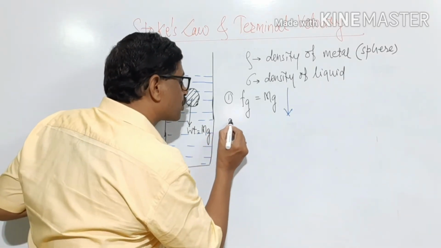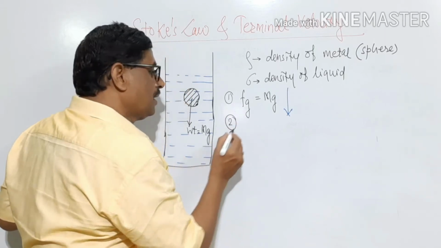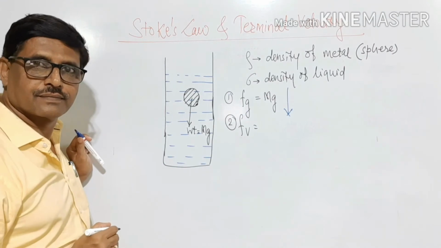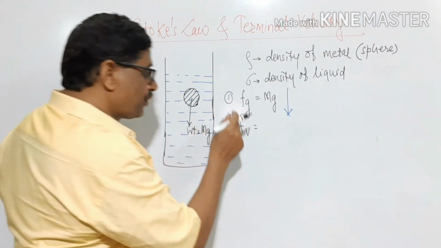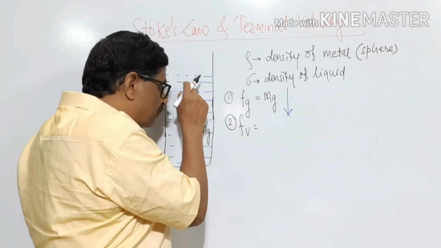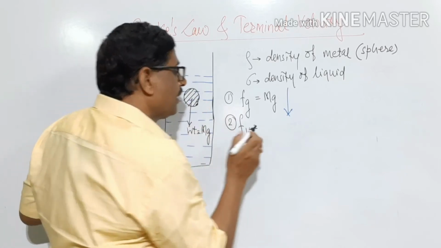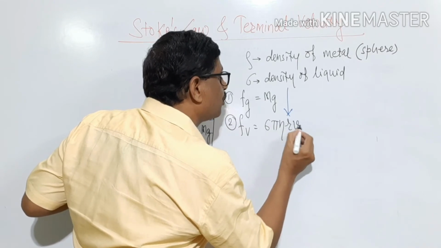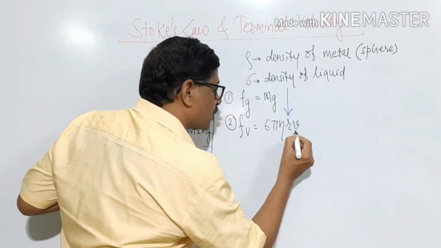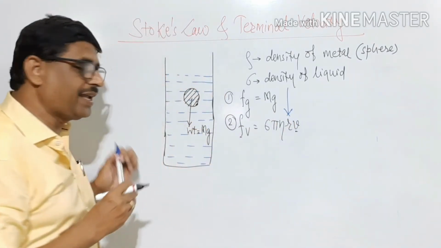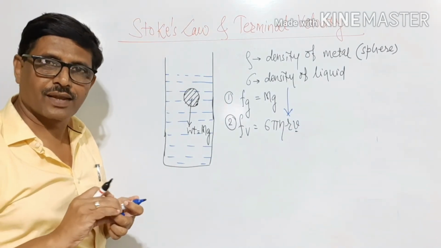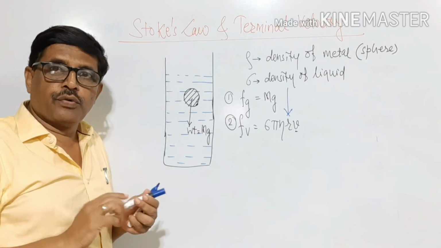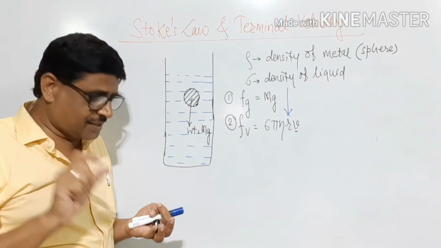The second force acting on the sphere is the viscous force, and this viscous force acting on a sphere moving in a liquid is given by 6 pi eta r v. This viscous force depends on the value of v. Here we will think of a little bit of physics.